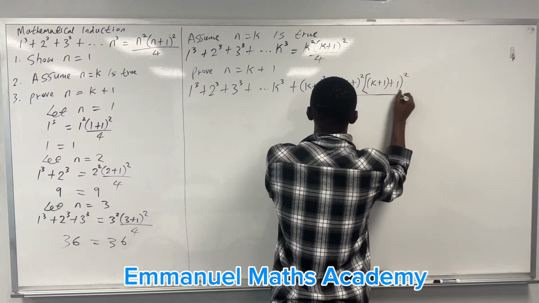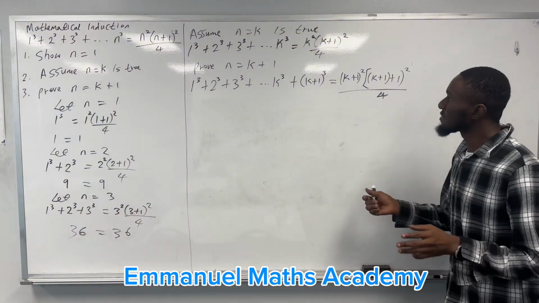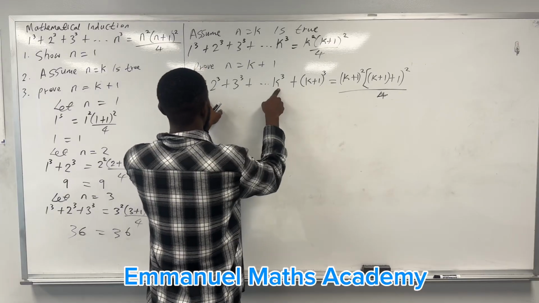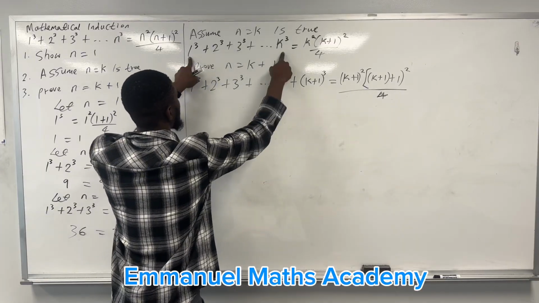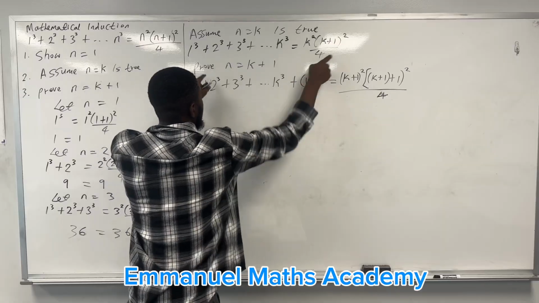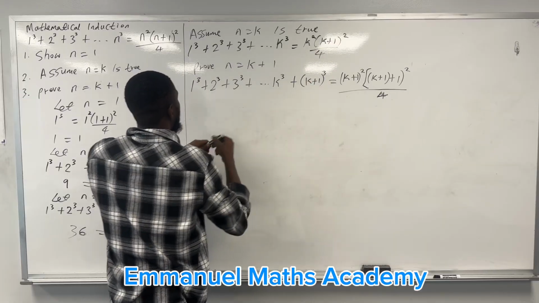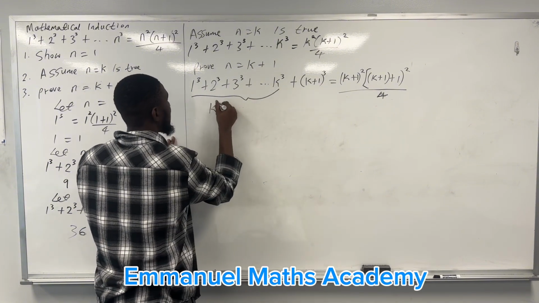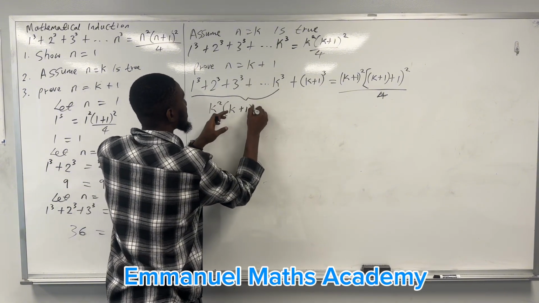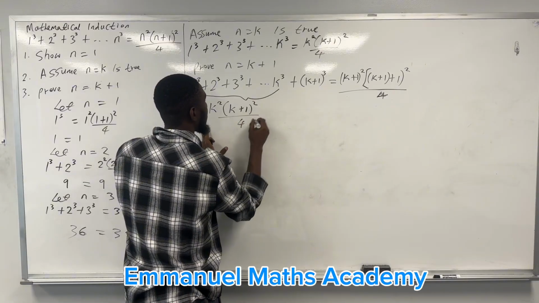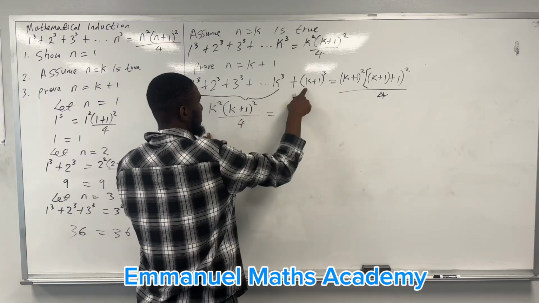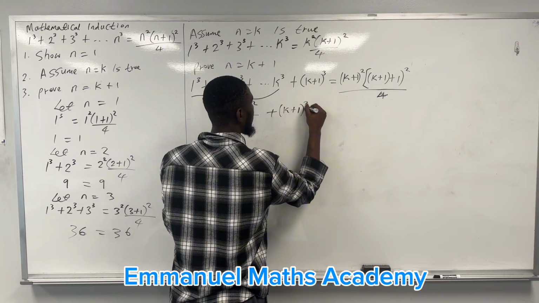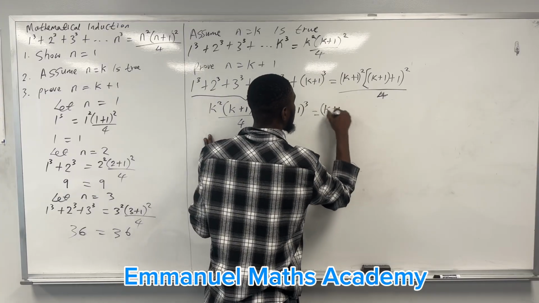Right? Over K. So if you look critically, notice that all this that we have here, from this place to this place, is the same thing as what we have here, and all these things here is equal to this. So you have to replace this as this. So all this is equal to K squared (K plus 1) all over 4, plus K plus 1 over 3, equal to K plus 1 squared.